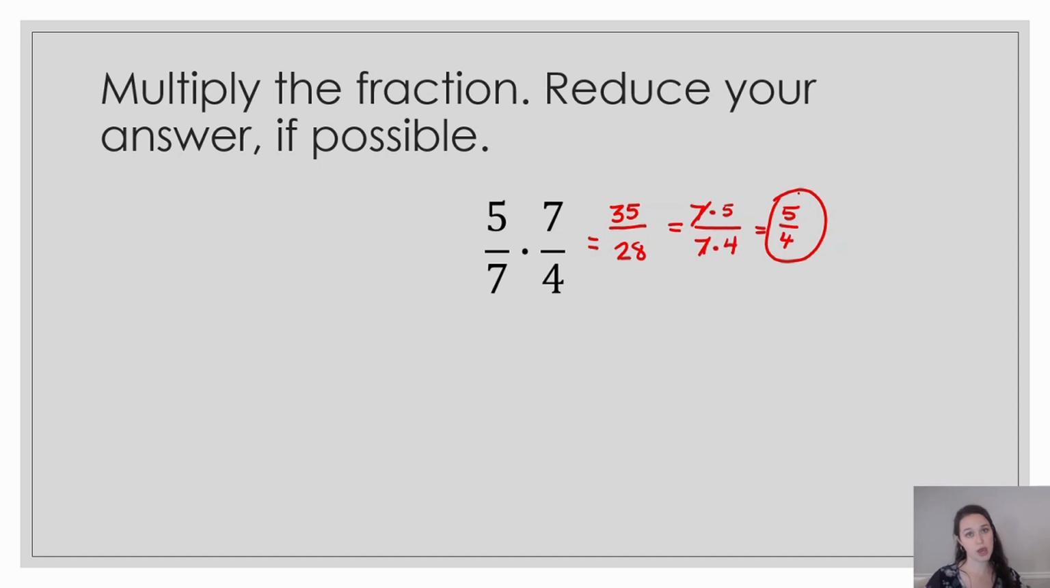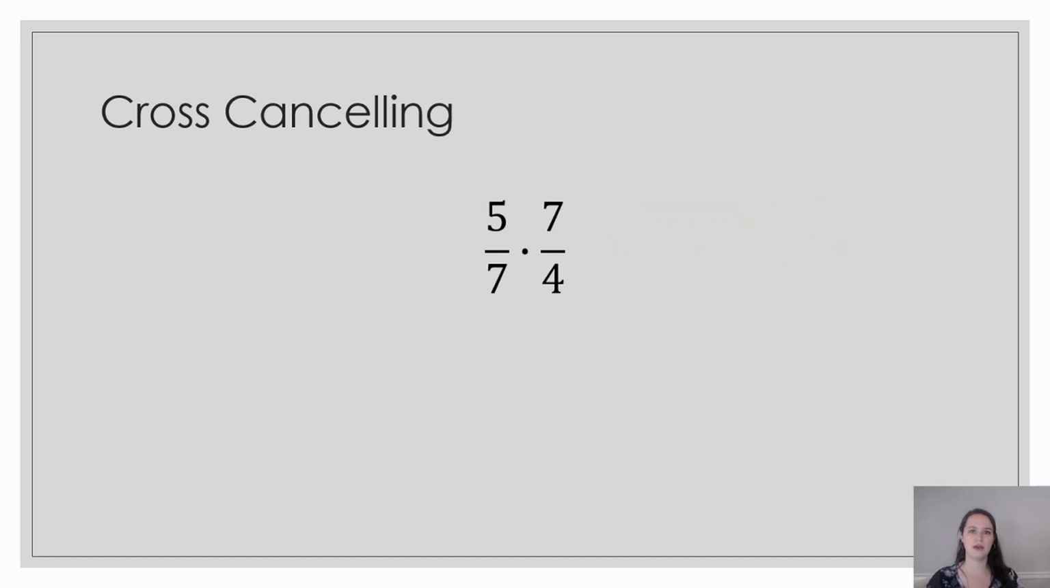Now I'm going to show you a shortcut that you might be familiar with. If not, I hope you learned something from it. That will help you get to that same answer, but with fewer steps. This is called cross-canceling. So when we're doing cross-canceling, we want to look at the diagonals.